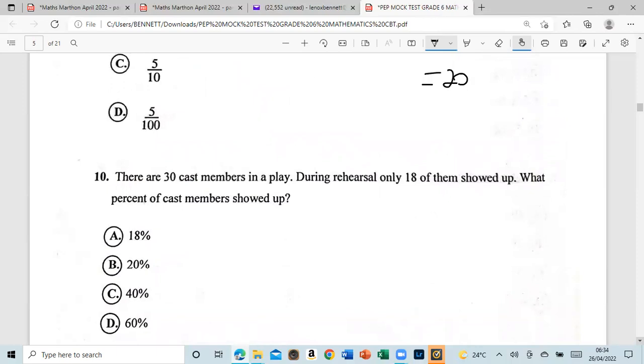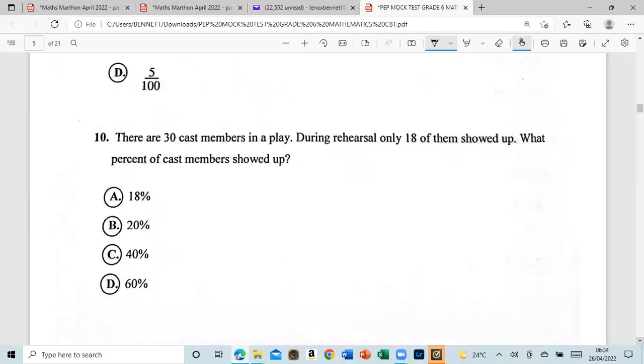All right, there are 30 cast members in a play. During a rehearsal, only 18 of them showed up. What percentage of the cast showed up? All right. So out of 30, you know that it's 30. Let's see, 18 turned up. Right. So percent means out of 100. So divided by 100%.